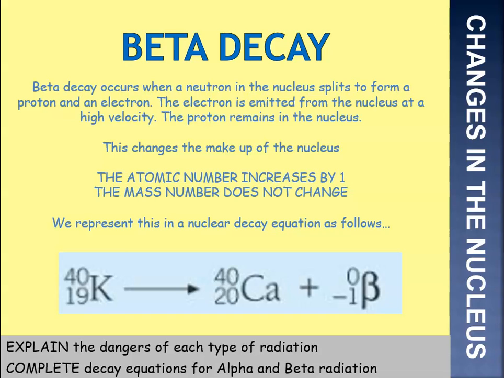Again, write this down as your rule. For beta decay, the atomic number increases by 1. The mass number, however, does not change. We can represent this in a decay equation as we can see below. So you've got there potassium, which has a mass of 40 and an atomic number of 19. Once it decays via beta, one of those neutrons will turn into a proton and an electron. The electron is emitted, but the proton stays where it is. Protons have the same mass as neutrons, so the mass number would not change. But the nucleus now has one more proton than it had before, pushing that atomic number up and changing the element.